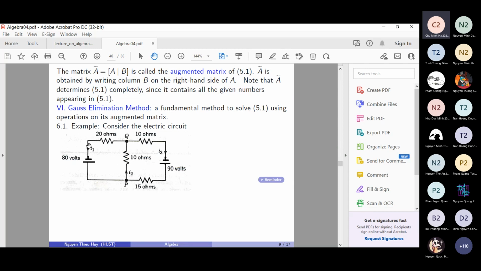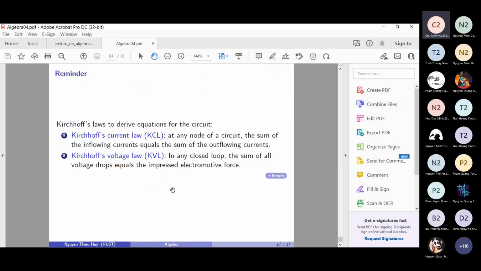So let's choose the direction of this current arbitrarily, but we need some law to write out the equations for that electric circuit. The law we knew in high school already. This is physics in high school, and we have two laws. Actually, we have three laws, but what is important are these two laws.